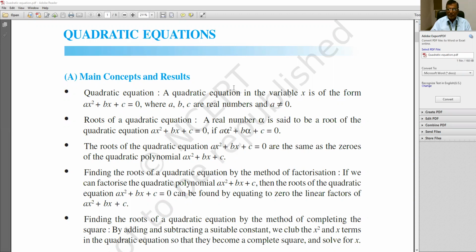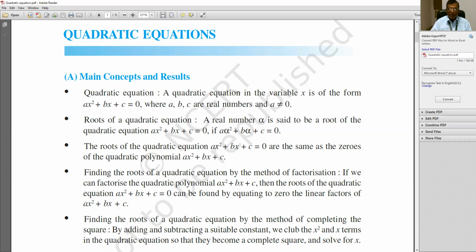A quadratic equation in the variable x is of the form ax square plus bx plus c is equal to 0, where a, b and c are real numbers and a is not equal to 0. Because if you put a equal to 0, then the term ax square will vanish, and you will have only bx plus c, which is a linear equation in x. So it is mandatory that the coefficient of x square must not be equal to 0.